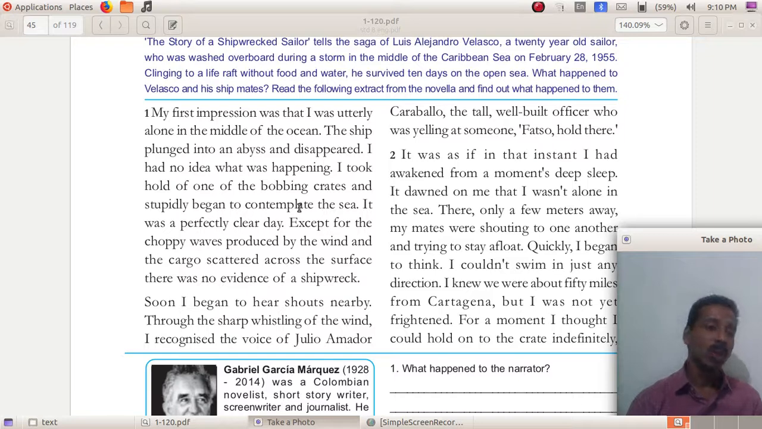Through the sharp whistling of the wind, I recognized the voice of Giulio Amadeo Carabello, the tall, well-built officer who was yelling at someone, "Fatso, hold there." So whose sound was that? The sound of his friend Carabello. He was shouting to someone. That showed that someone else also was there. And what did he shout? "Oh brother, please hold on."